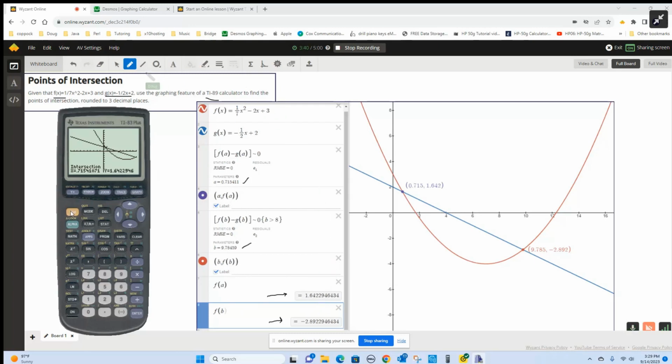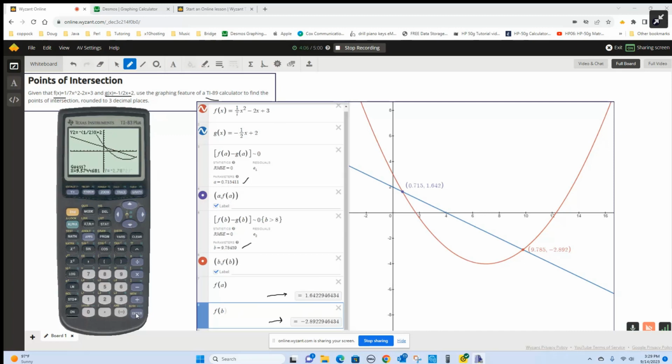Okay, now how do you get the second point of intersection? Well, you do the same thing. You hit second calc, go down to 5 for intersect, and now let's move the cursor down towards that second point of intersection by clicking the right arrow, because the intersection point is to the right of where the cursor is right now. And once I get pretty close, I'll hit enter 3 times.